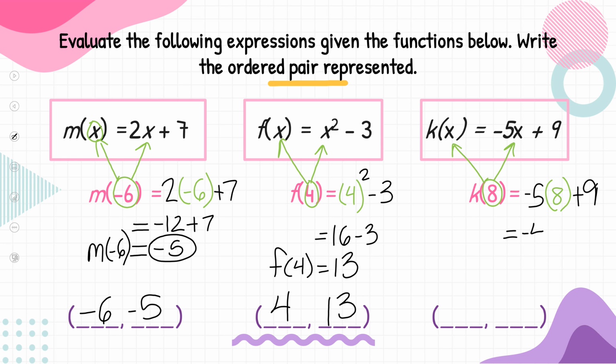Negative 5 times 8 is going to give me negative 40 plus 9, which will give us a value at k of 8 is equal to negative 31. Our input value was 8, our output value was negative 31, which means our x was 8, our y was negative 31.